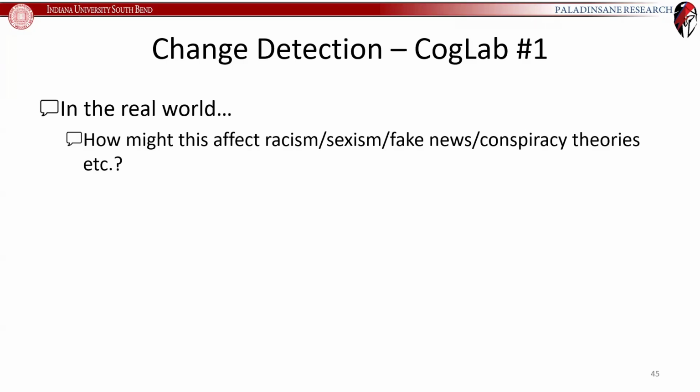We'll start off with the first one. How might change detection, or this phenomenon of change detection, elucidate some ideas about what might be causing racism? So how might change detection, this idea that we are not noticing the changes in our environment, impact or contribute to, or be a possible explanation for some forms of racism?